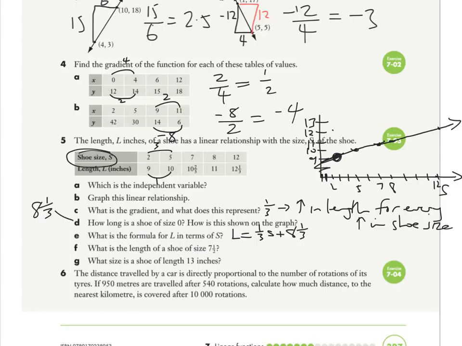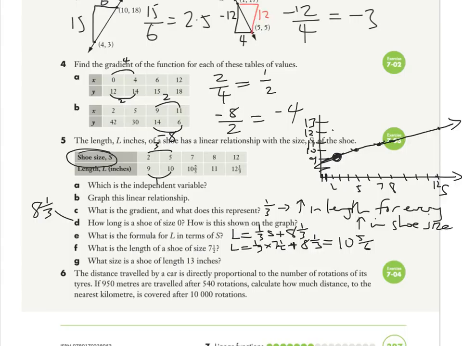What is the length of shoe size 7.5? So you put 7.5 where the S is, plus 8 1/3, and it will get you 10 5/6 inches.